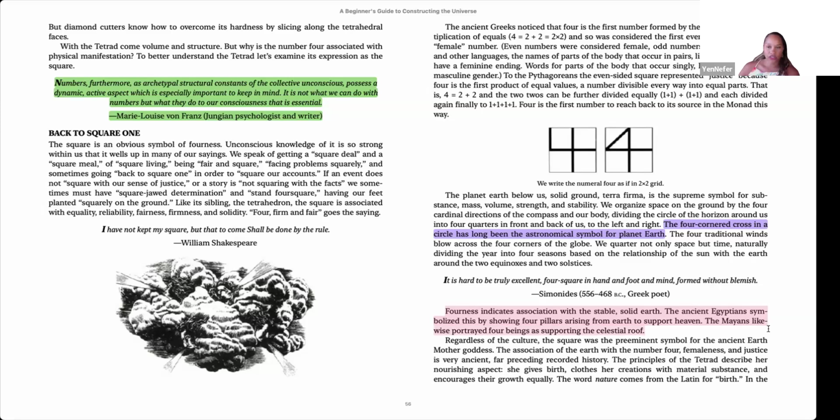Regardless of the culture, the square was the preeminent symbol of the ancient earth mother goddess.